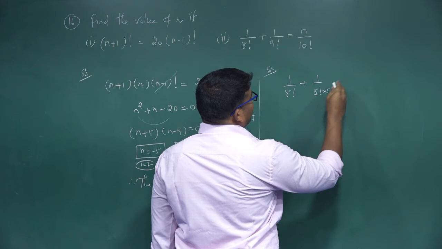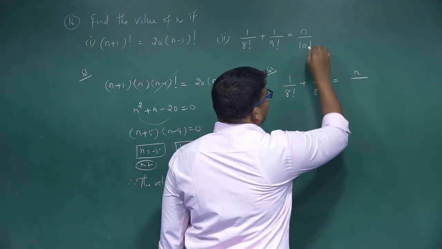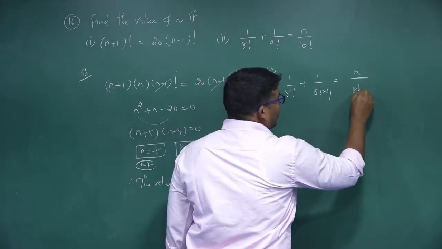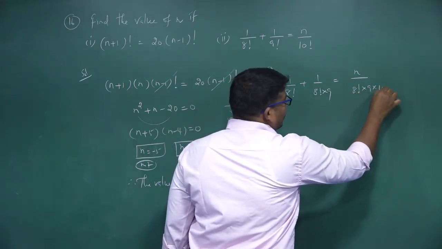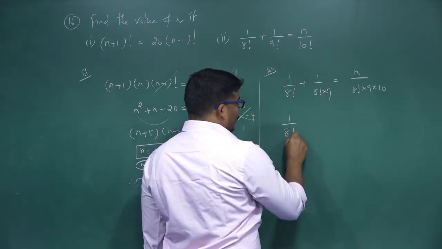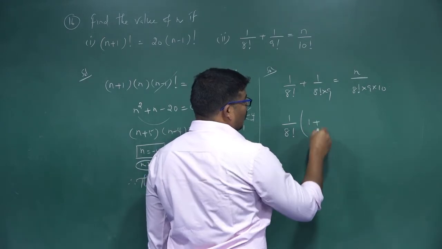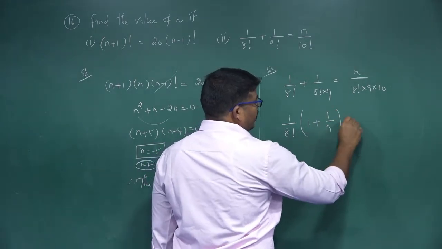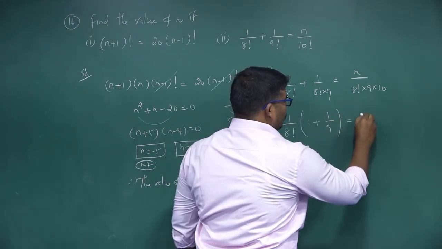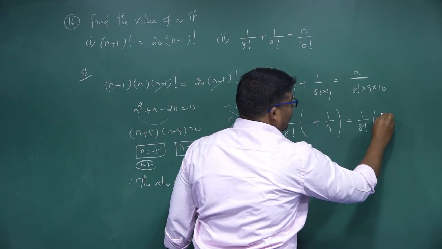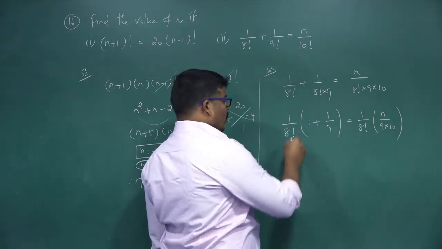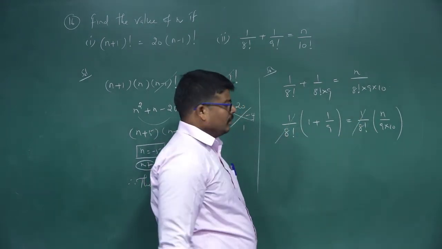8 factorial into 9 equal to n by 10 factorial. 10 factorial is 1 to 8, which is 8 factorial, into 9 into 10. So 1 by 8 factorial is common. Taking it outside: 1 by 8 factorial into (1 plus 1 by 9) equal to n by 8 factorial into 9 into 10. The 1 by 8 factorials are cancelled.